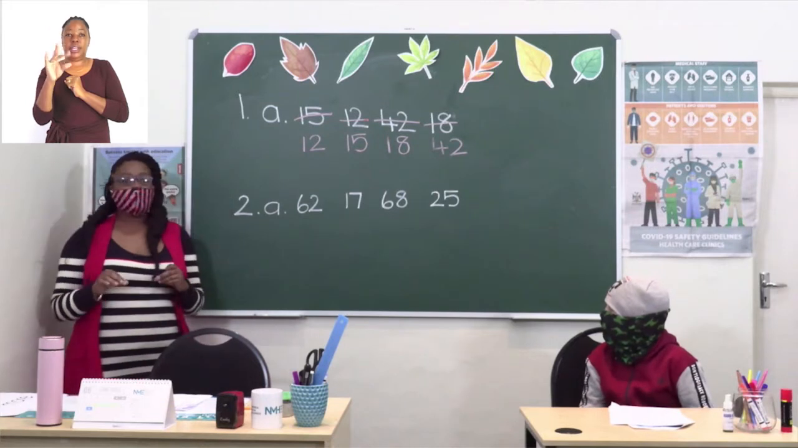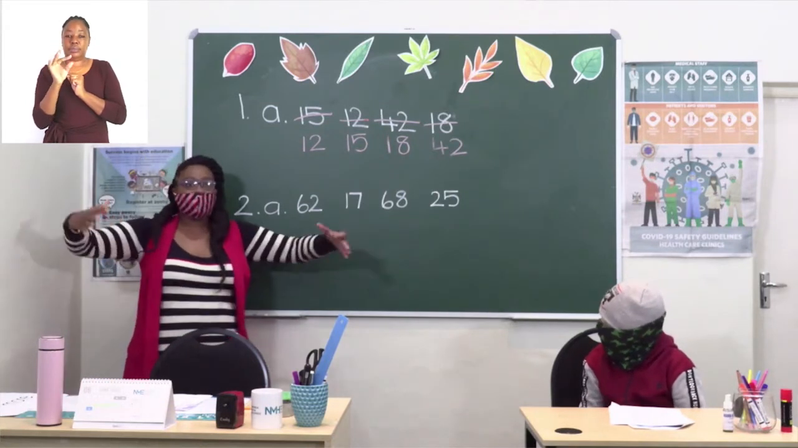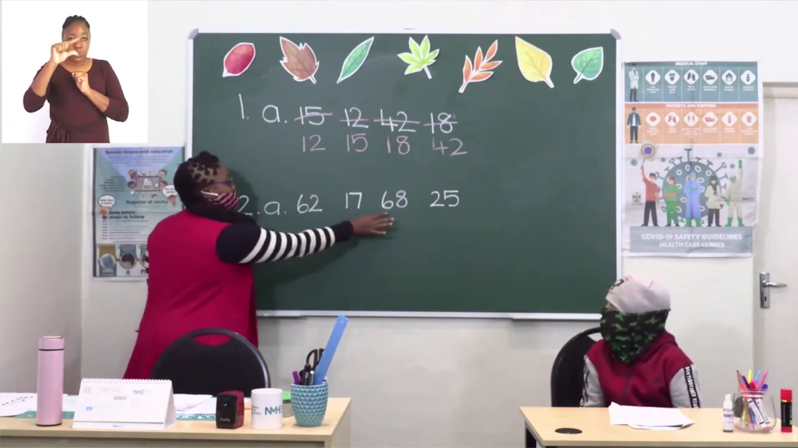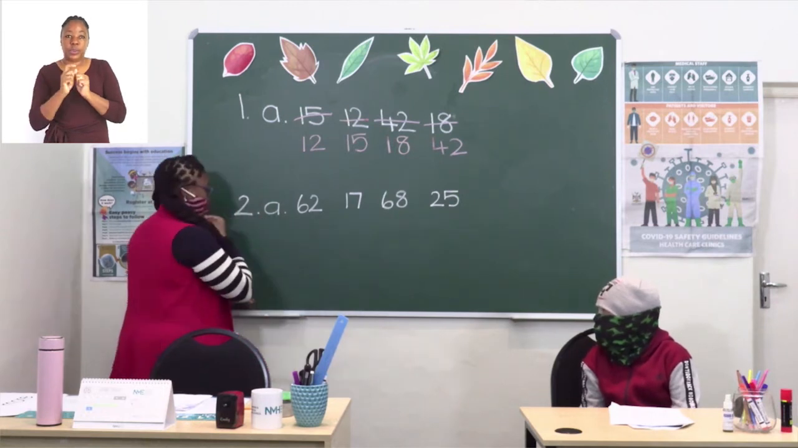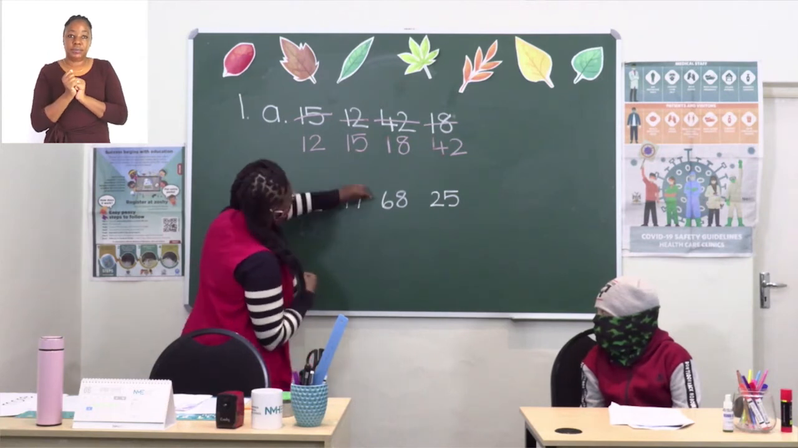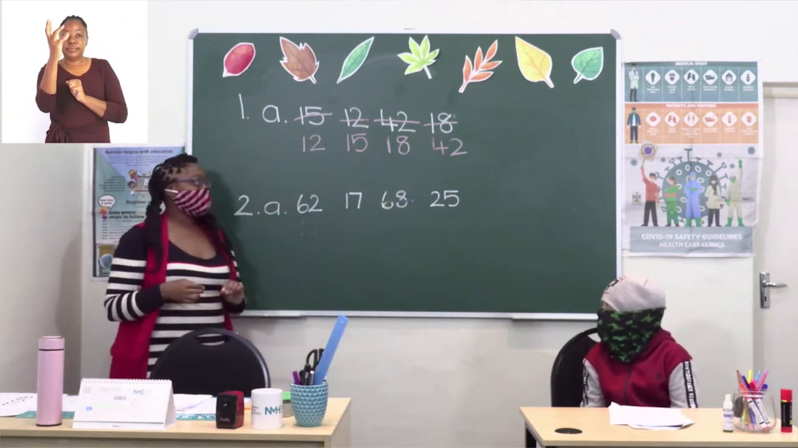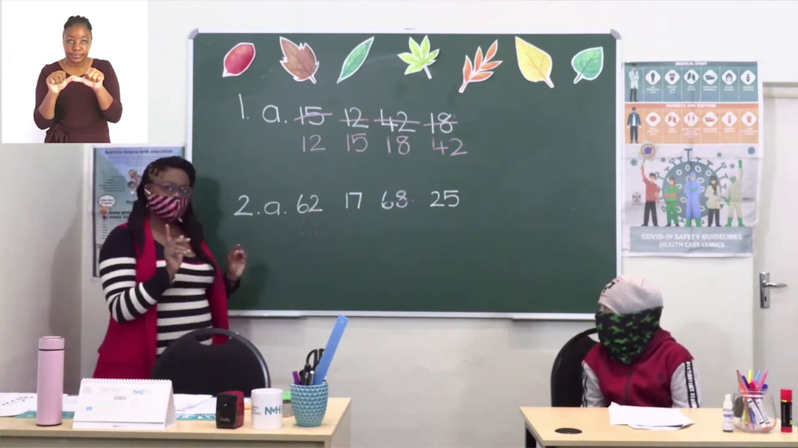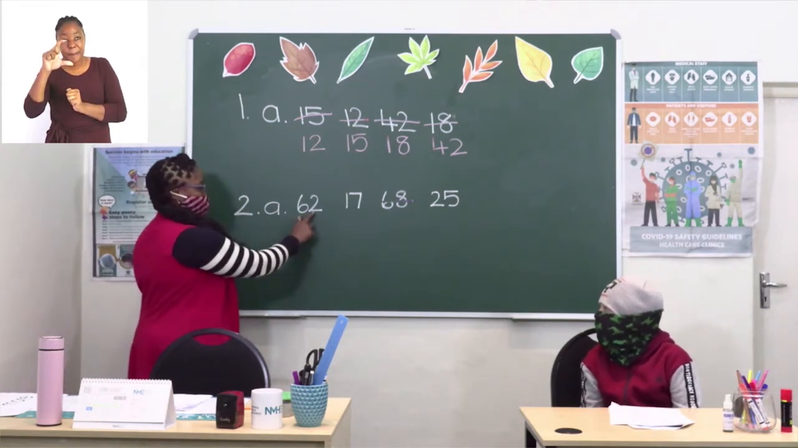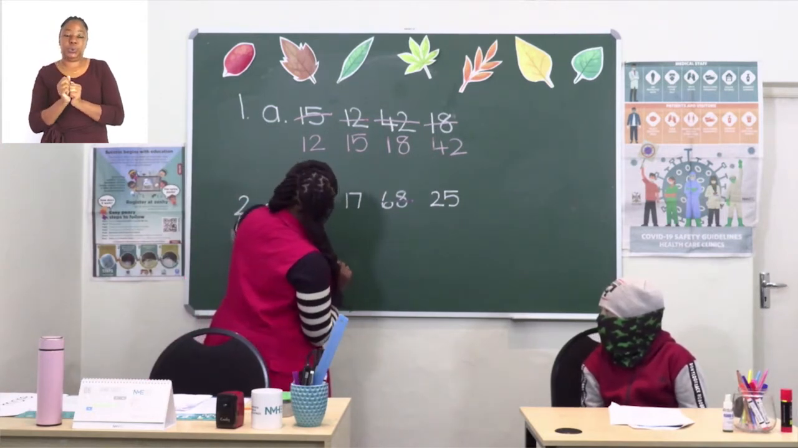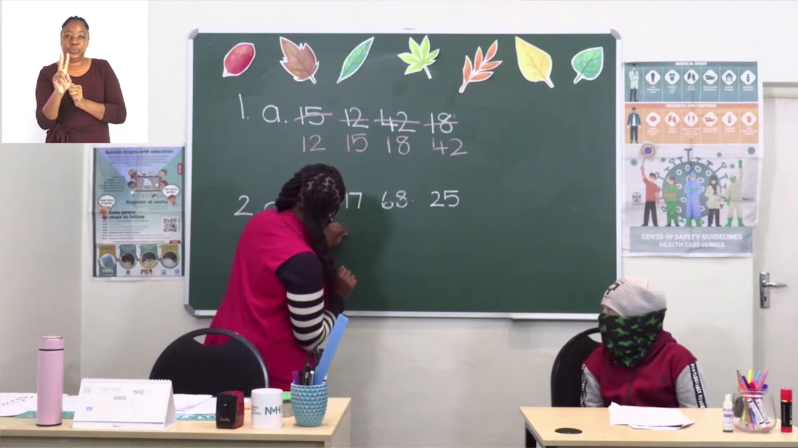Now remember, organize or arrange our numbers from biggest to smallest. So the biggest number here is 68. So we are going to write 68 here. And we cancel 68. And then we are going to move on to the other numbers. The next bigger number is 62 because we were comparing it to 68. So you cancel the number 62 and you write the number 62.